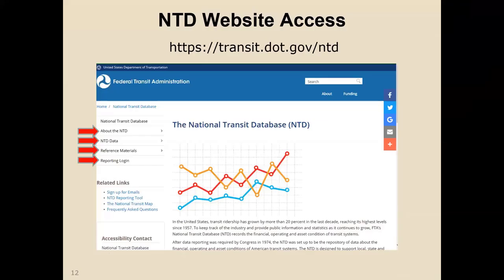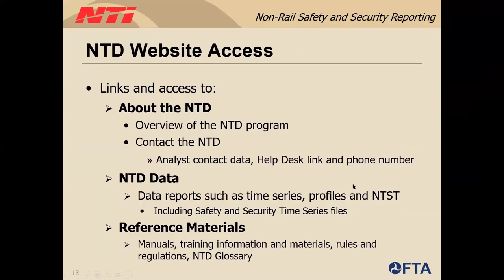So this is a screenshot of the National Transit Database homepage on the Federal Transit Administration website. On the left side are several links indicated here by red arrows that we're going to discuss in the coming slides. The first of these links is called About the NTD. This section contains an overview of the NTD program, contact information, and help desk contact information.